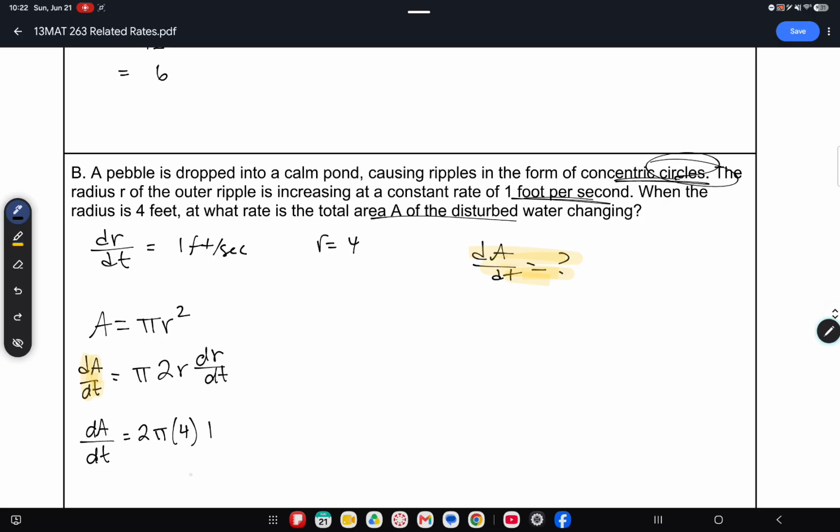So 2 times 4 times 1 is 8. So we'll have 8 pi. And if we talk about units, the radius is in feet. This unit was feet per second. So the rate the area is changing is feet squared per second.